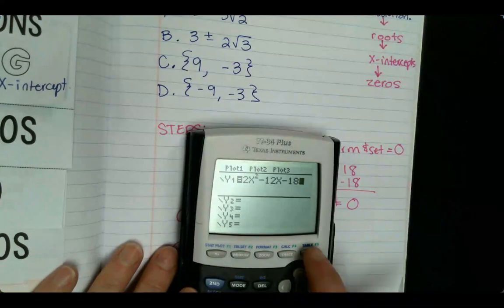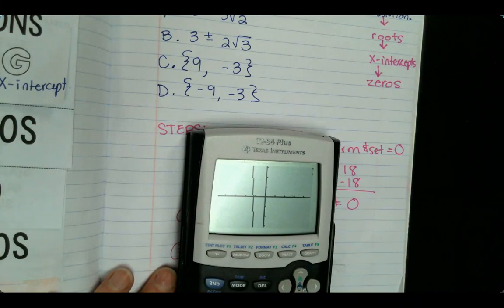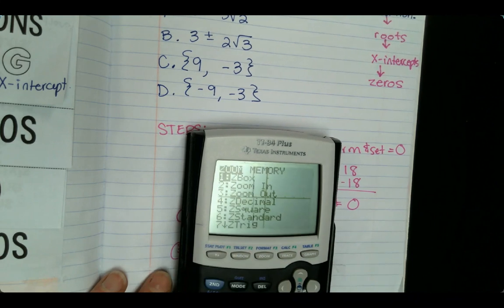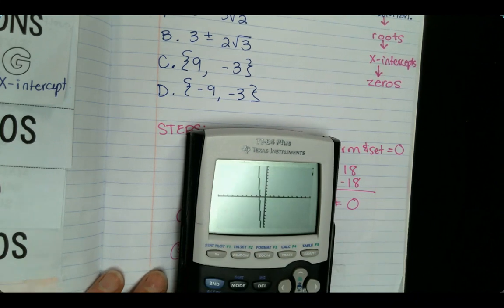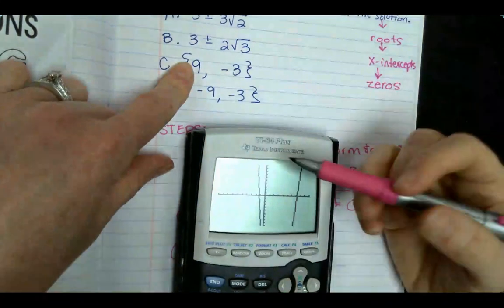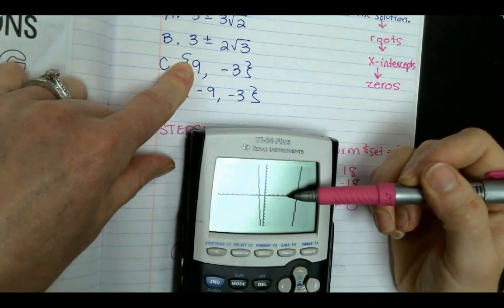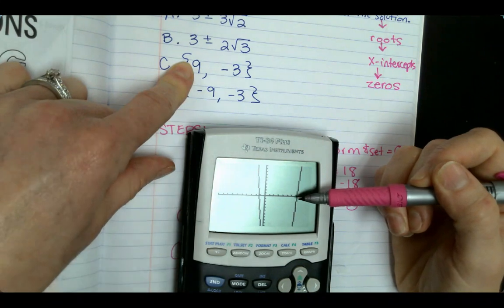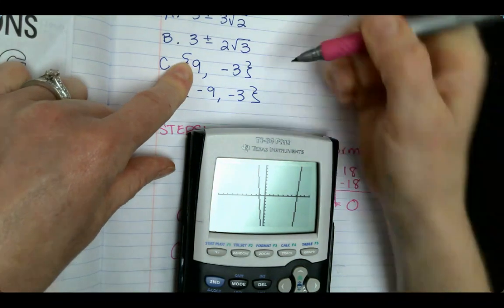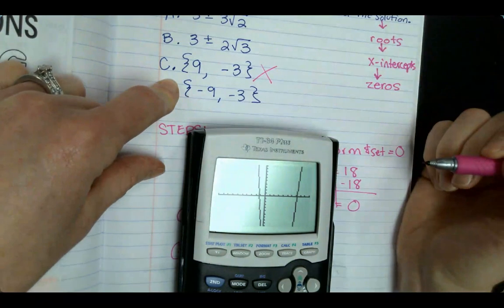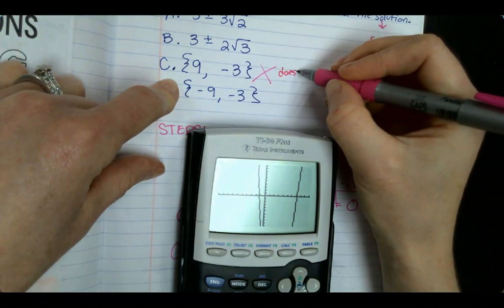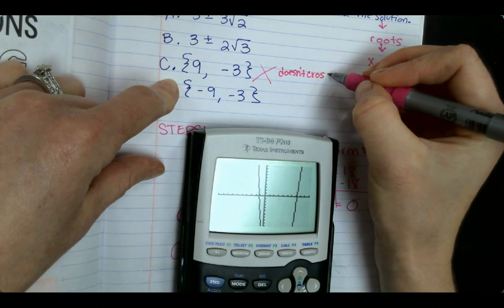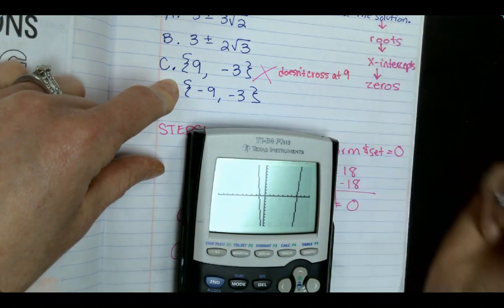So once you have it in y equals, hit graph. I'm going to go to Zoom Standard, so number 6. And we're going to look at about where does it cross? Does it cross at 9? Let's count. 1, 2, 3, 4, 5, 6, 7. Does it cross at 9? No. Mark it out. Doesn't cross at 9.